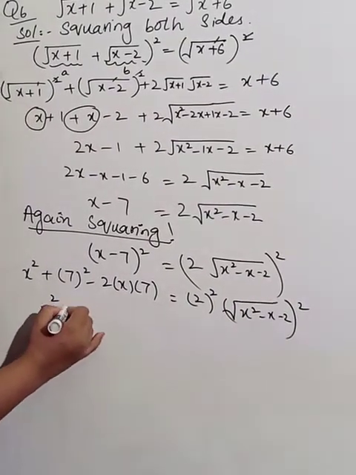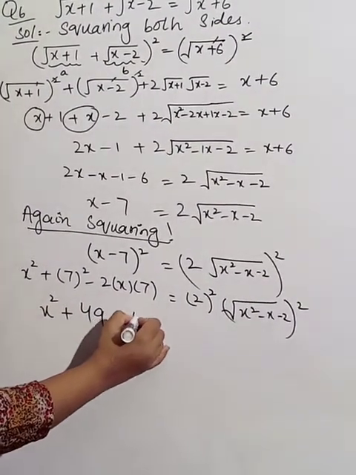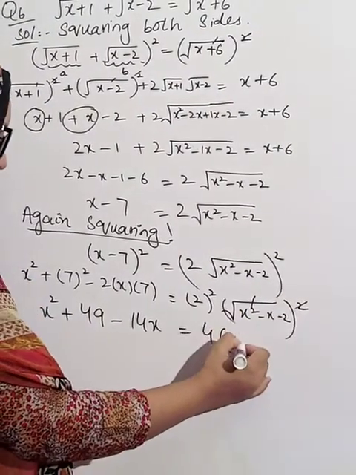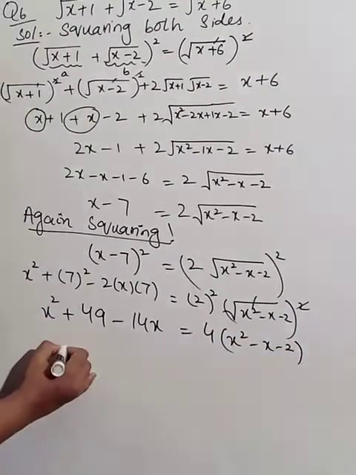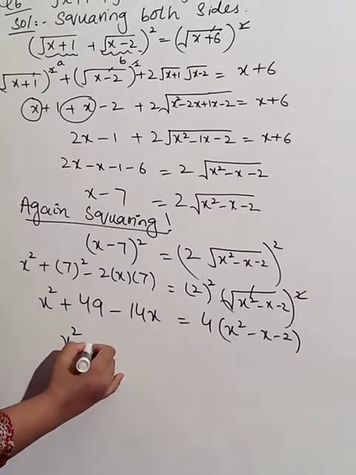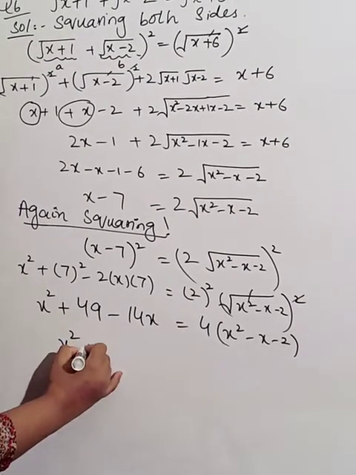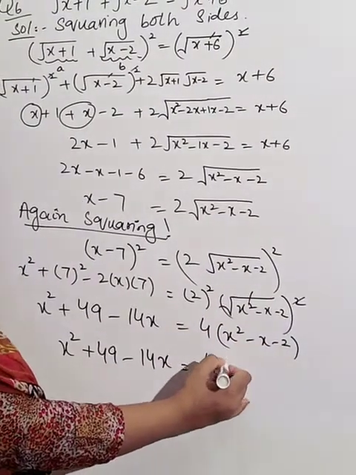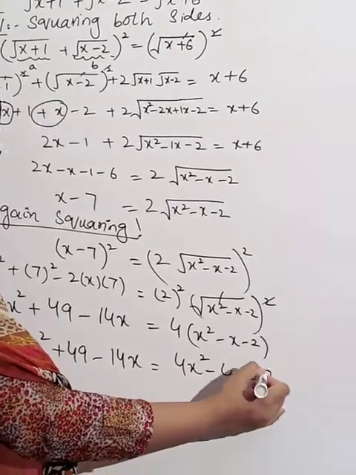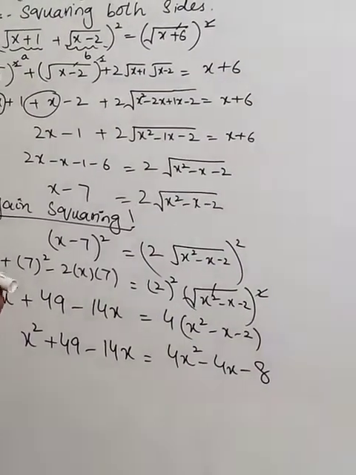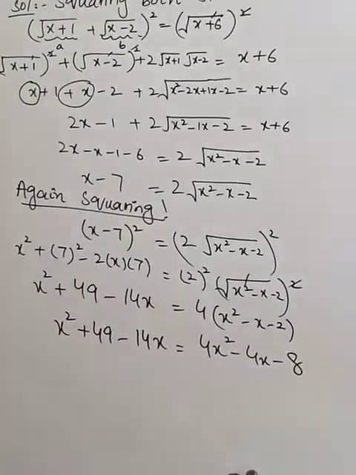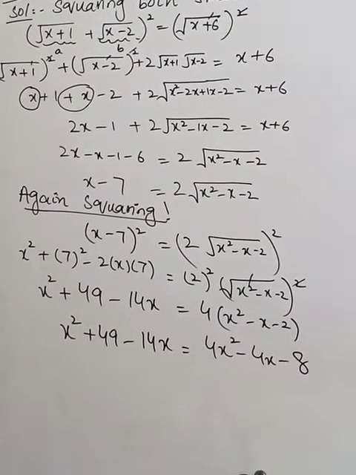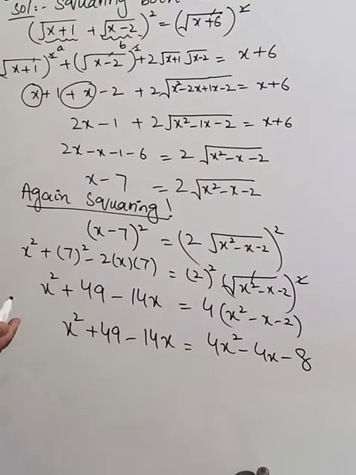Cancel them out. It's x square, 7 7s are 49, 2 7s are 14x, that is equal to 2 2s are 4. Square and roots are cancelled. I am left with x square minus x minus 2. Solve it. It's x square plus 49 minus 14x, that is equal to, simplify it, 4x square minus 4x minus 4 2s are 8. Now shift all the values towards the right side or towards the left side, it's up to you. In both cases you have to take the negative sign common, otherwise you may solve it directly as well, right?